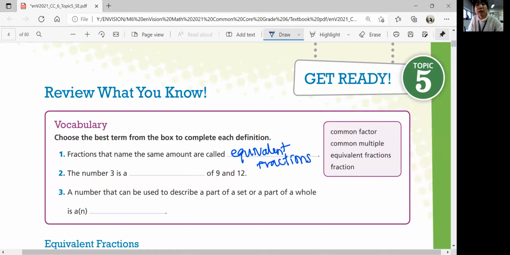The number 3 is a blank of 9 and 12. How is 3 related to 9 and 12? It's a factor and it's a common factor. They both have 3 as a factor, so it's called a common factor. Number 3, a number that can be used to describe a part of a set or a part of a whole is a fraction.